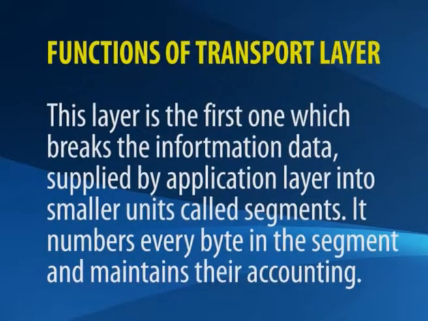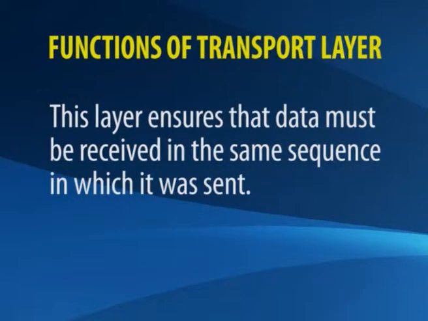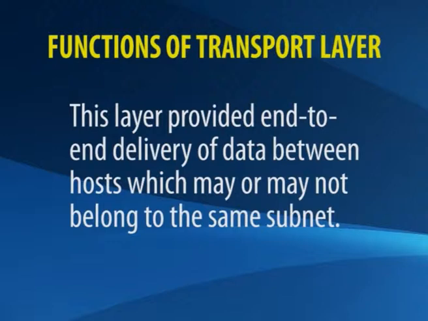This layer is the first one which breaks the information data supplied by the application layer into smaller units called segments. It numbers every byte in the segment and maintains their accounting. This layer ensures that data must be received in the same sequence in which it was sent. This layer provides end-to-end delivery of data between hosts which may or may not belong to the same subnet.